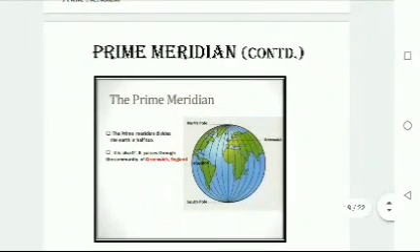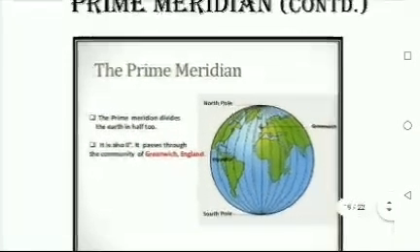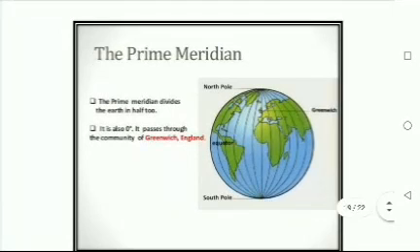So now the prime meridian divides Earth into two equal halves, and it is also 0 degree. It is 0 degree running from north to south, and this passes through a community known as Greenwich.